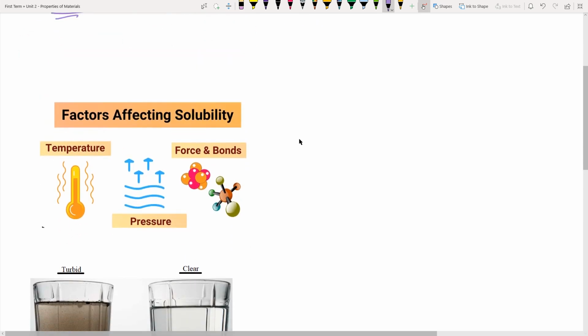Now, what are the factors that affect solubility? We had discussed several factors, so I'm just going to discuss these three main factors, in which two are very important. Number one is the temperature, because the more the temperature, the more energy, right?